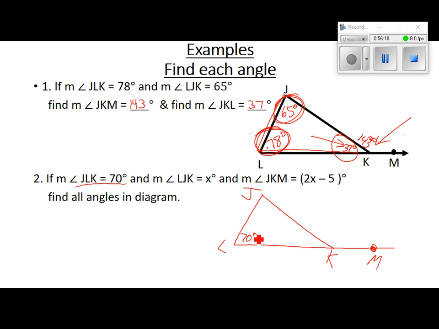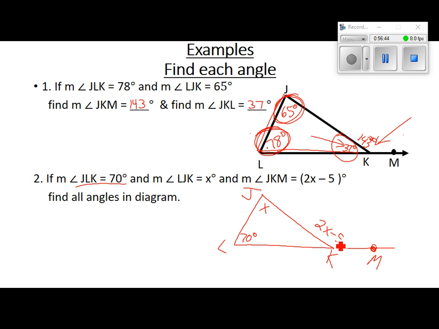Angle LJK, where was it located? At the J, the top. So put what in its place up here? X. Angle JKM, where's angle JKM? It's the exterior angle out here, right? So it's 2x minus 5. So write that in there.